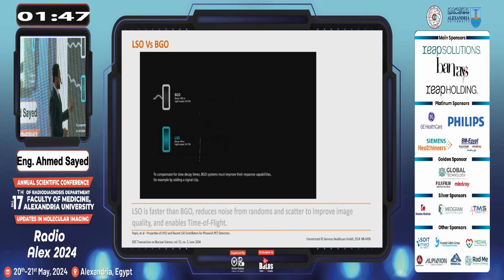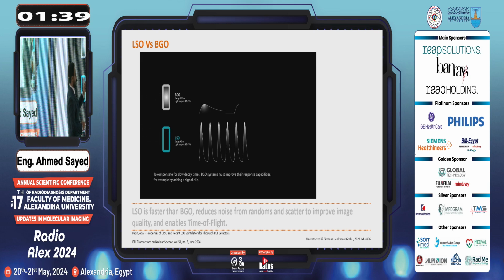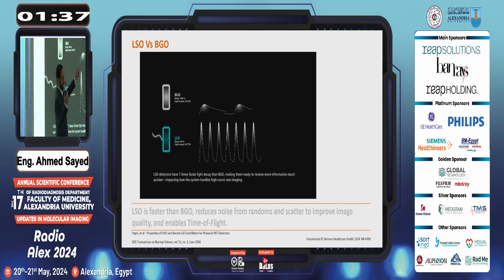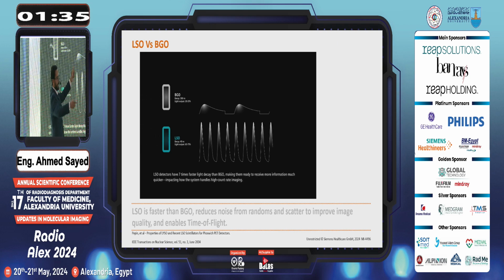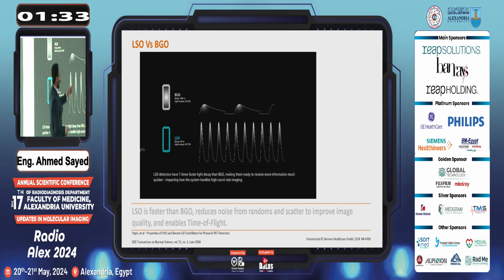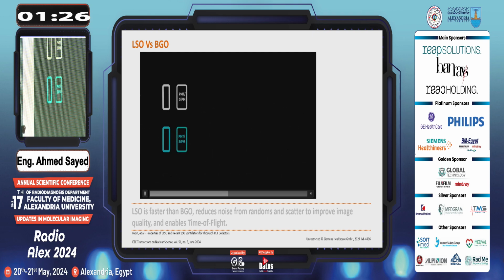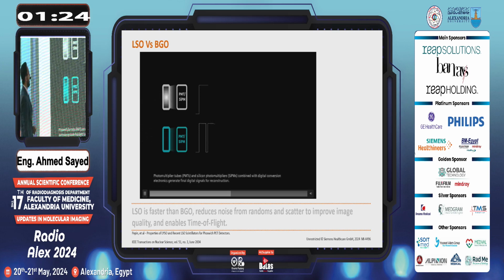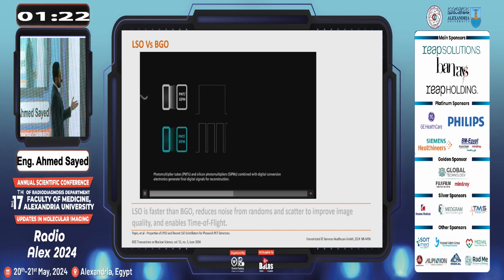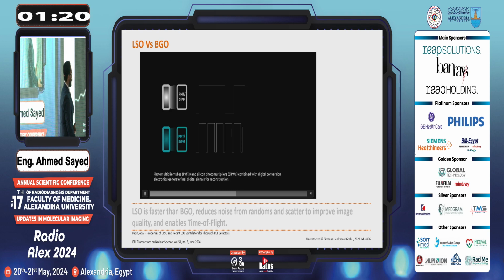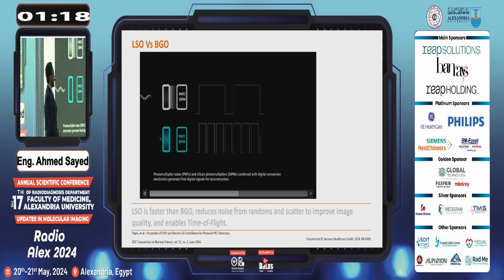LSO crystal is seven times faster than BGO. When we are talking about one event or one gamma ray, BGO takes only one gamma ray and then takes another event. In the same time, LSO takes 7 events. This is the electrical signal coming from the crystal to the photosensor.